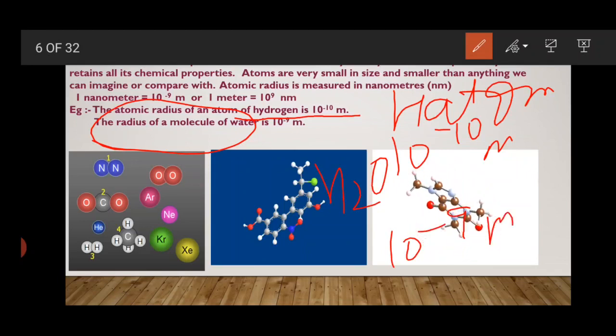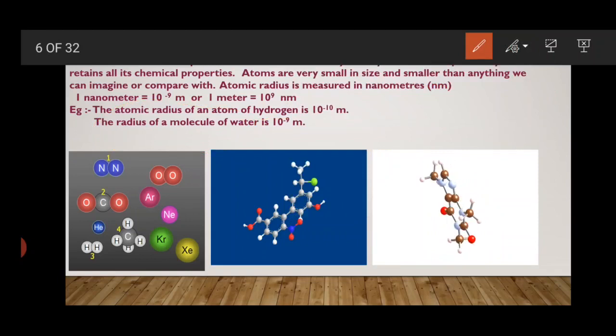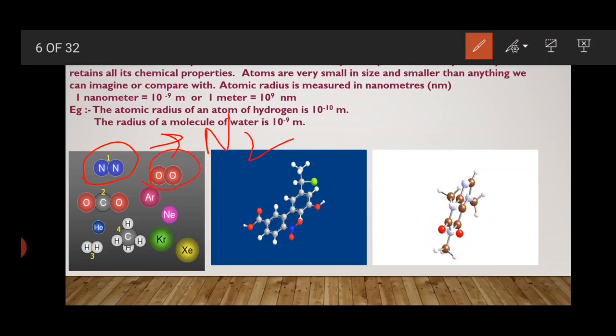The radius of a water molecule, here beta, just look at this. Here we are discussing the atomic radius of a hydrogen atom, which is 10 to the power minus 10 meter, and here we are discussing the atomic radius of a water molecule, that is H2O, which is 10 to the power minus 9 meter. So basically when we are discussing atoms, we will definitely discuss their size also. Their size is very, very small, but still we calculate the radius in order to find out the size of any atom.